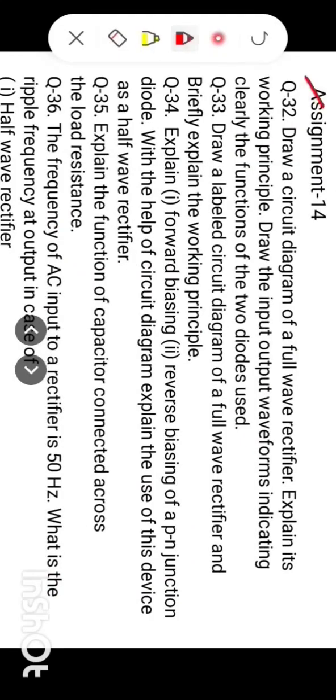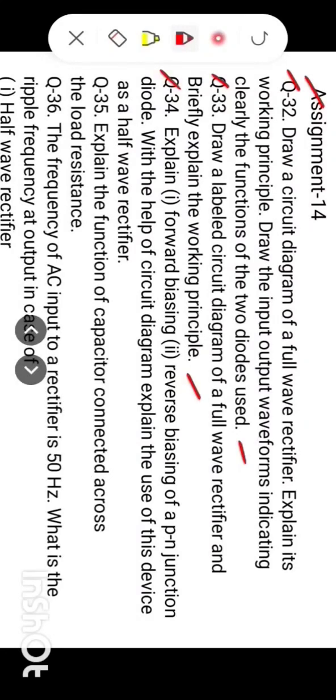Now assignment 14 continued. Question number 32. Draw a circuit diagram of a full wave rectifier. Explain its working principle. Draw the input-output waveforms indicating clearly the functions of the two diodes used. Question number 33. Draw a labeled circuit diagram of a full wave rectifier and briefly explain the working principle.